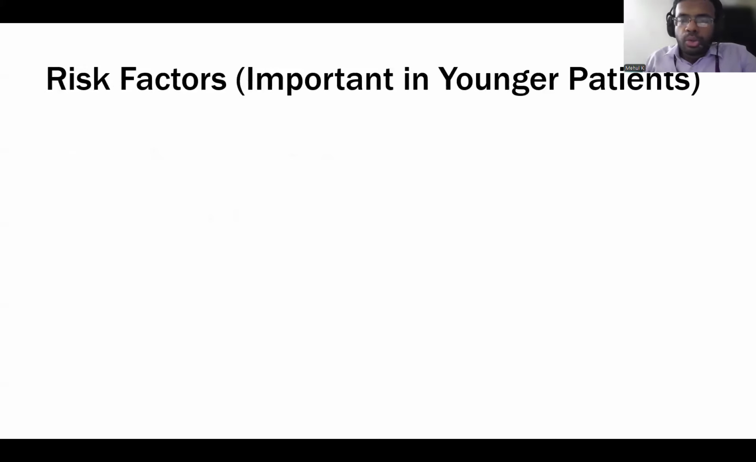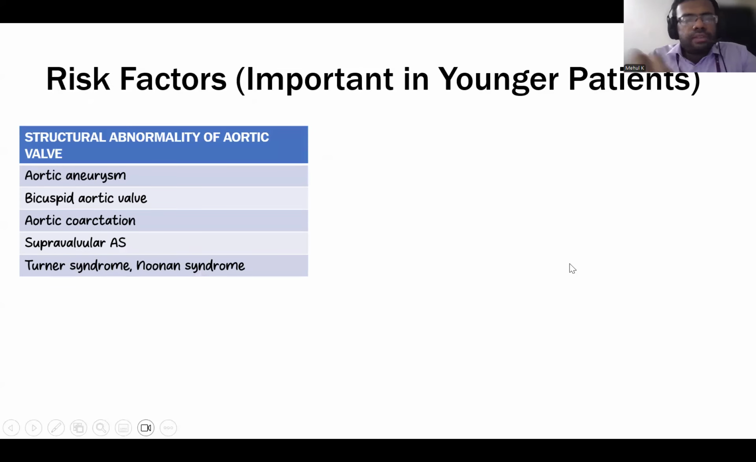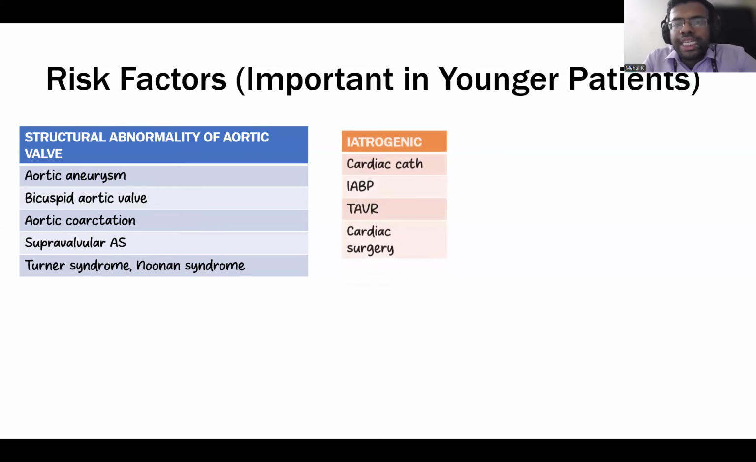Coming to risk factors now, similar to MI, these risk factors are more important in younger patients. They can significantly increase the risk of dissection in younger patients compared to older patients. So one is any kind of structural abnormality of the aortic valve. So any kind of aortic aneurysm, bicuspid aortic valve, or some kind of syndromes like Turner syndrome, Noonan syndrome. So any kind of structural abnormalities of the aortic valve can increase your risk of a dissection.